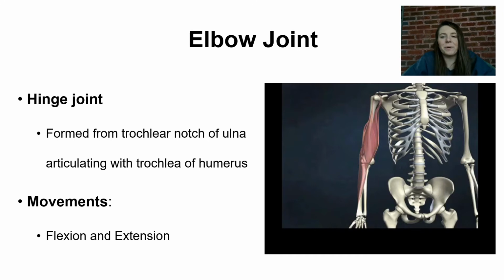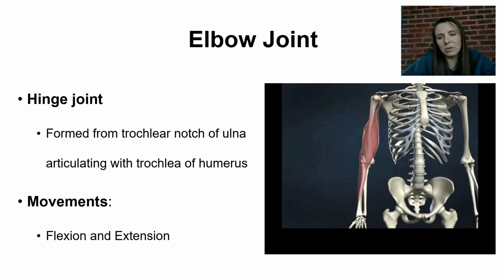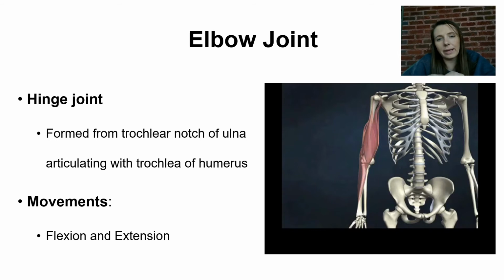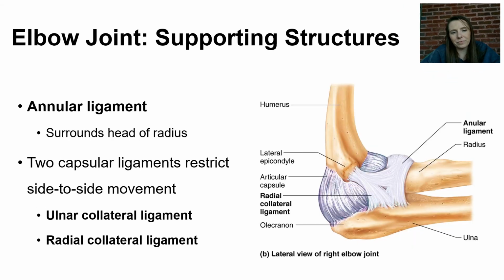Okay, so that's just showing you some of the muscles that allow movement at the elbow joint. So those are the muscles that would be allowing us to perform flexion and extension of the elbow. All right, so let's talk a little bit more about some different supporting structures of the elbow. So first and foremost is this thing called the annular ligament. And the annular ligament surrounds the head of the radius.